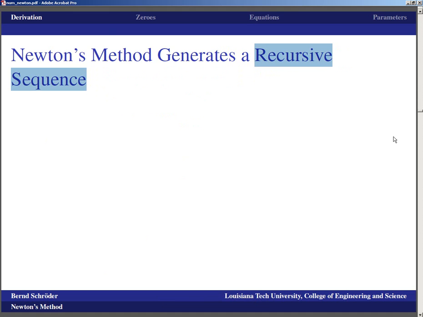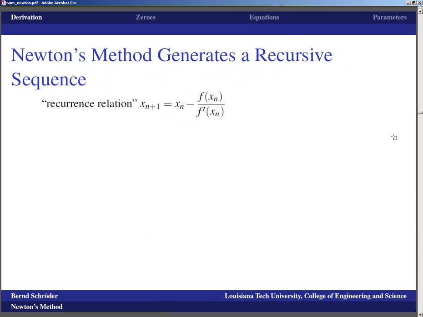That is something that is sometimes a little bit of a hiccup in class, even though it shouldn't be, because the idea isn't that hard. The idea for a recursive sequence is that you've got a certain recurrence relation, which for us is this formula that generates the next number from the previous number in a certain way.